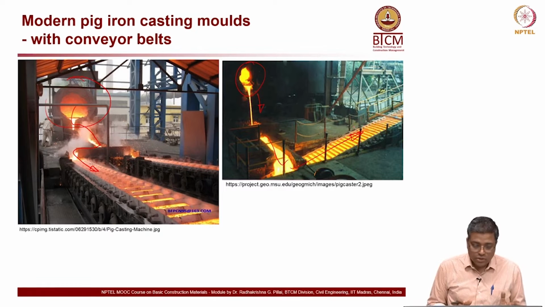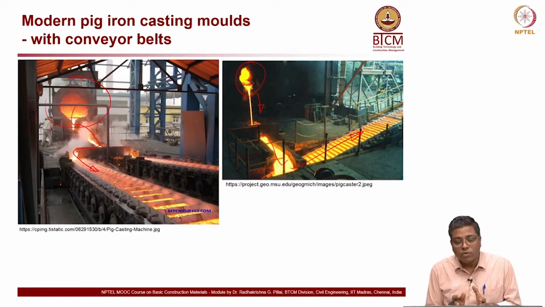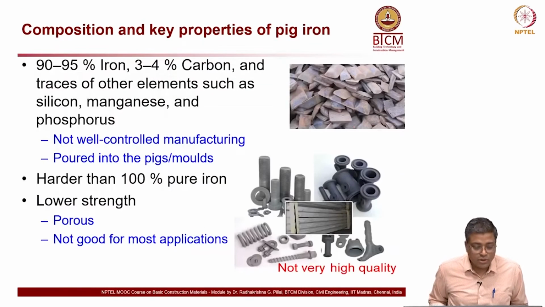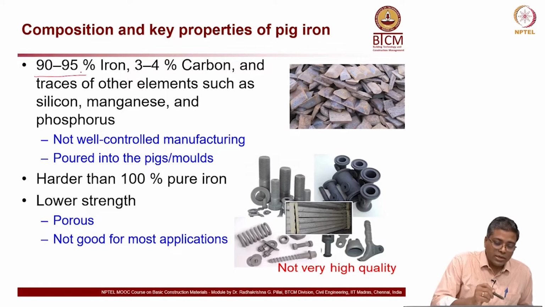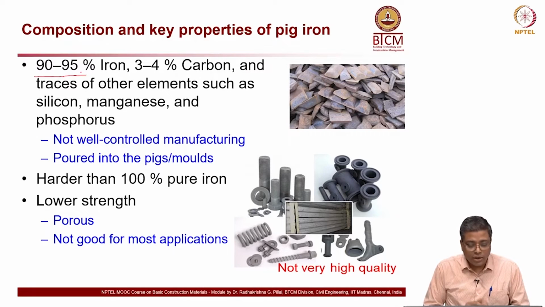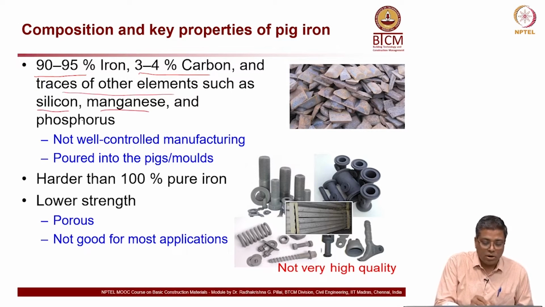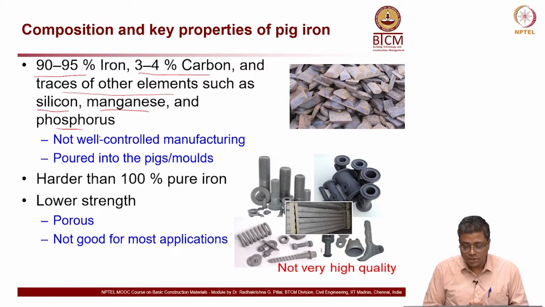So, the technology has changed a little bit. In the first one which I showed in the previous slide, the material flows all the way to the mold. Here the material flows, but then it is taken using a conveyor belt. So, there is a little difference in that. Now, let us look at the composition and key properties of pig iron. It has about 90 to 95% of iron, and then 3 to 4% of carbon and traces of other elements such as silicon, manganese, phosphorus, etc.